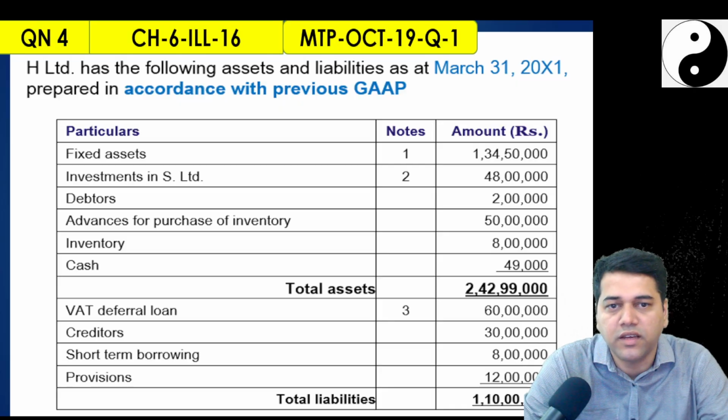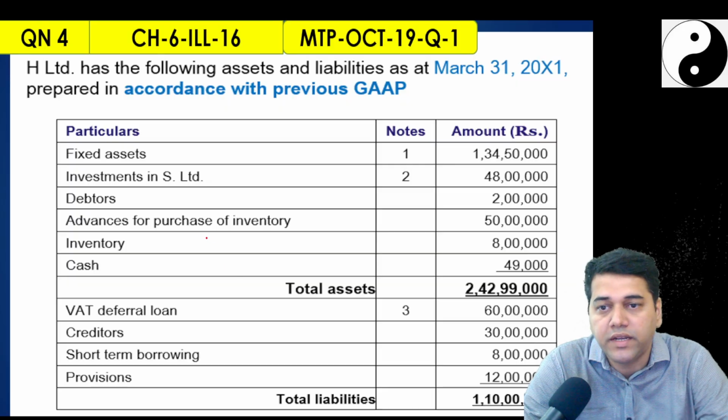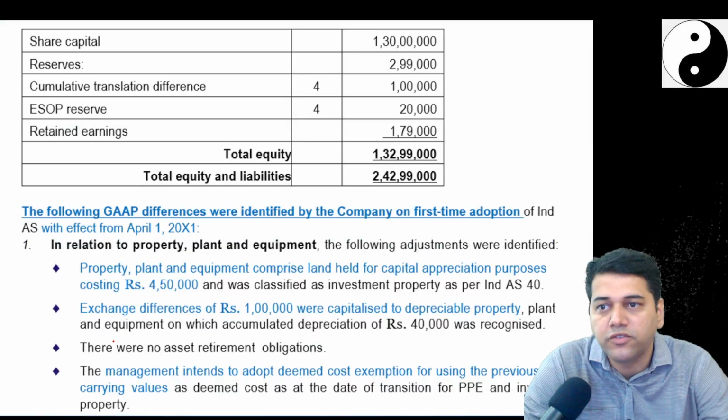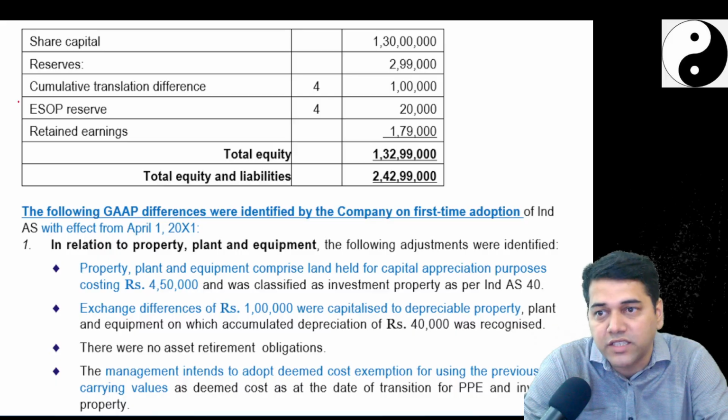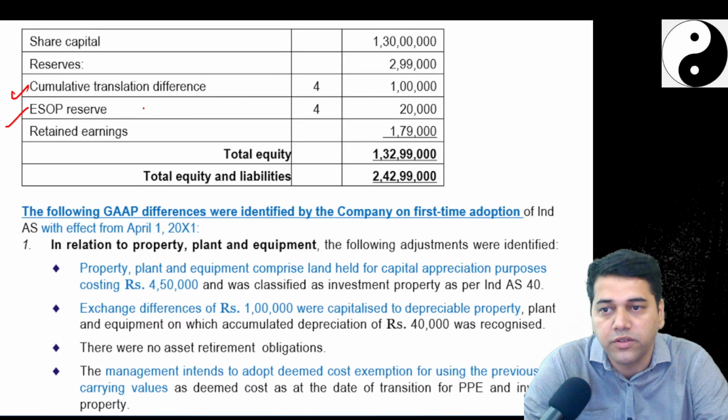Now the fixed assets are 1 crore 34 lakhs. Investments in S they have given. Now who is this investment in S? We don't know. Is it a subsidiary? Maybe. Debtors, advance purchase for inventory. So they have made some advance payments. VAT deferral loan. Seems like a government loan. Creditors, short term provisions. Now ESOP reserves are sitting. Cumulative translation difference is there as per Ind AS 21. 102 ESOP reserve is there.